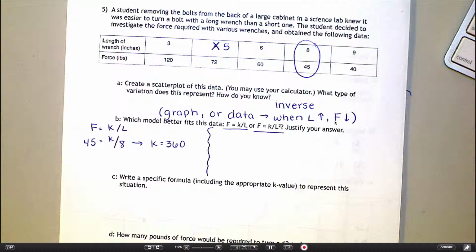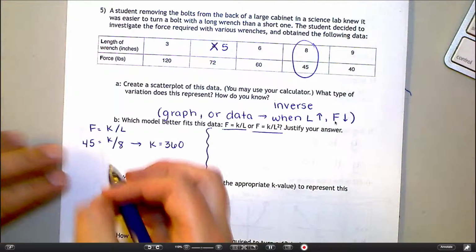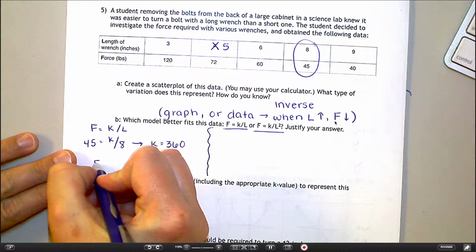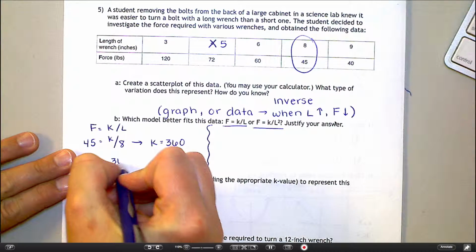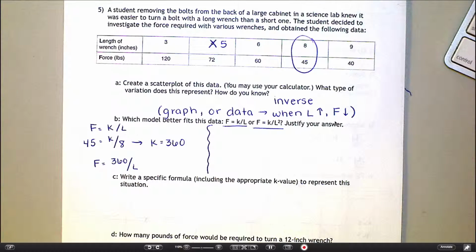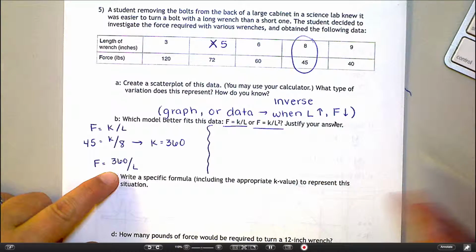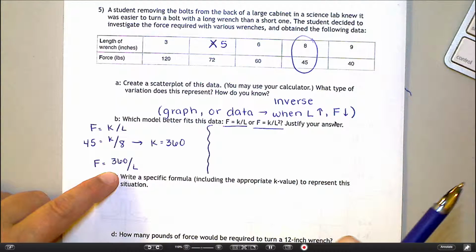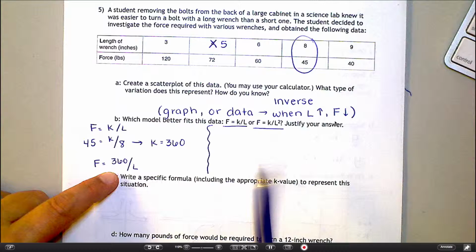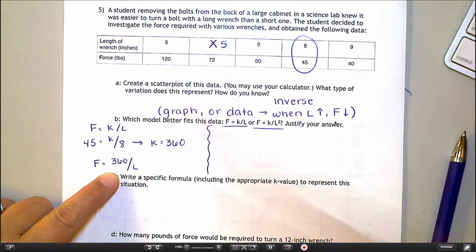If I used the right equation, this k value should work for every other data point in the table, which means my equation would look like this: F equals 360 divided by L. I want to make sure that that's true for these other data points. I don't have to test all of them. Probably just having one other one where that works would be enough to convince me that I'm right. But let's try it with the 3 and the 120.